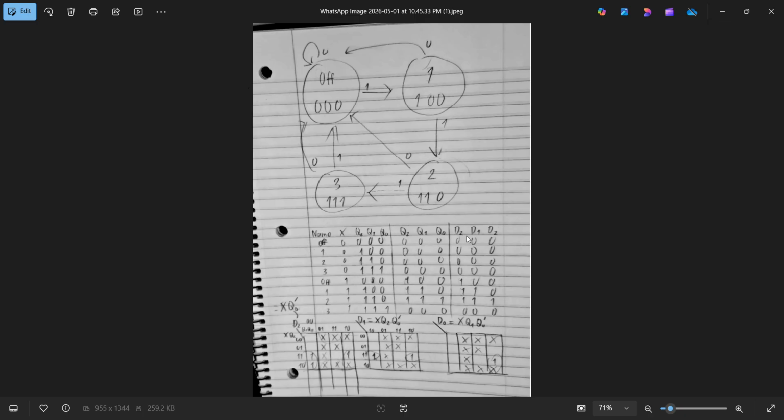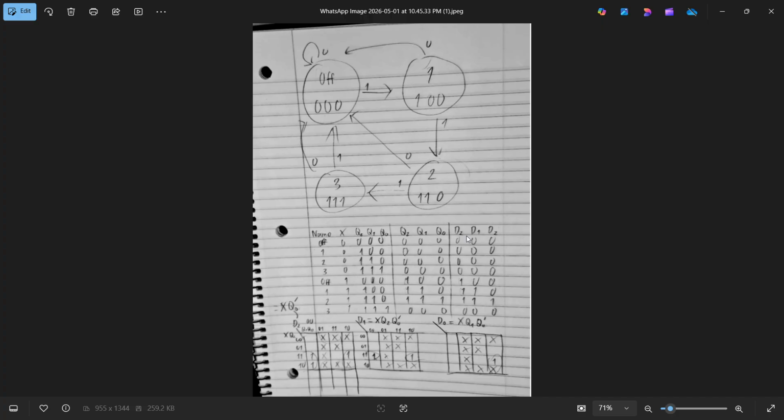Hi, so in this lab I have designed and implemented a finite state machine to replicate the Mustang emergency tail light sequence. The goal was to create a system where when the input x is 1, the lights cycle through a pattern, and when x is 0, all the lights remain off. So first I have drawn the state diagram.